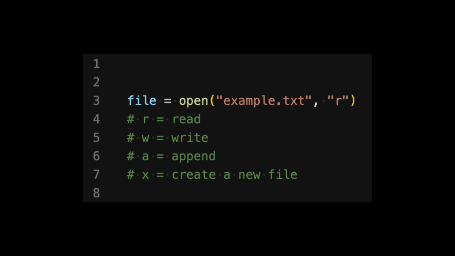To open a file, just call open followed by the file path and the mode in which you want to open it. The mode can be r for reading, w for writing, a for appending, and x for creating a new file. You can also add a b to the mode for binary files, like rb or wb.